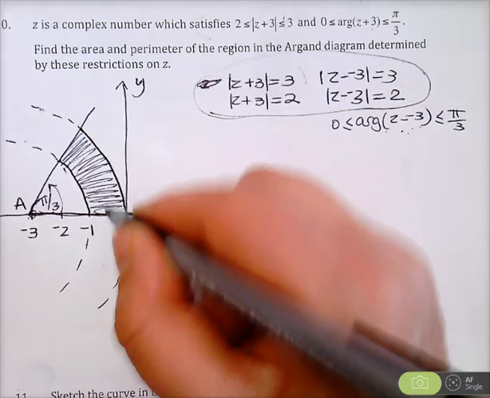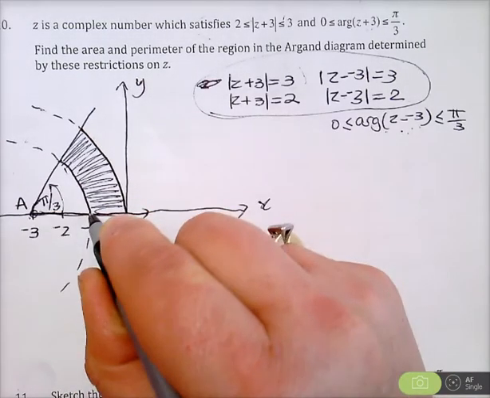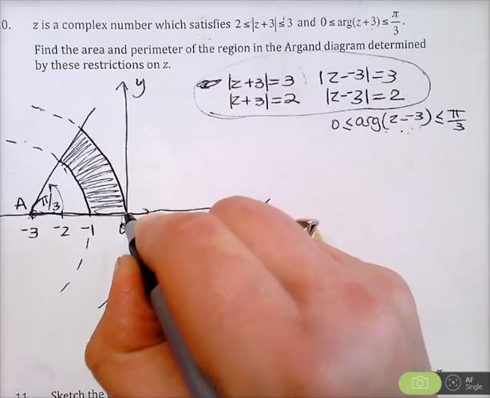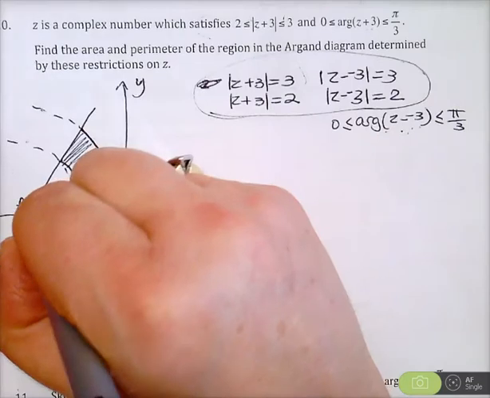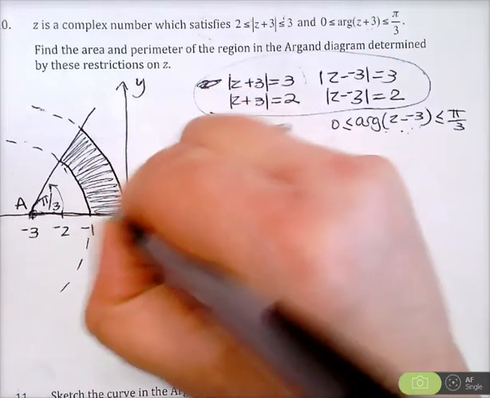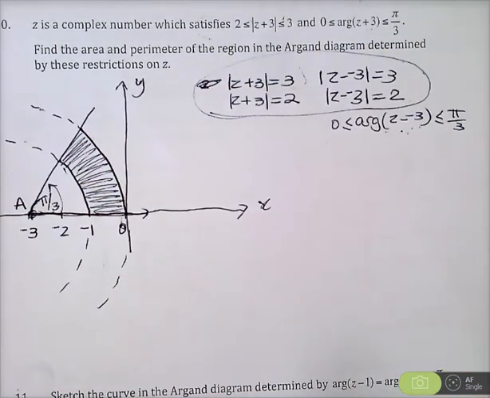You've got to be really careful here. You put the -3, you note that this is -1, that this is cutting here at 0. Normally there would be an open circle there, but I'm shading over here, so the open circle is irrelevant now. Got it? So Z is the complex number which satisfies those two regions. Notice "and" means intersection of those regions. It says find the area and perimeter of the region on the Argand diagram determined by these restrictions.